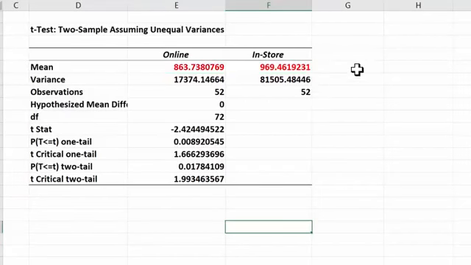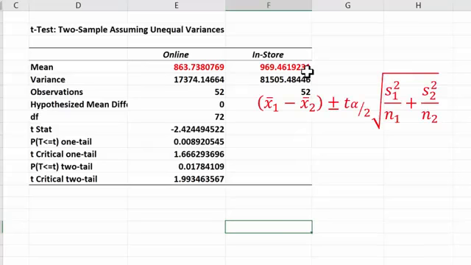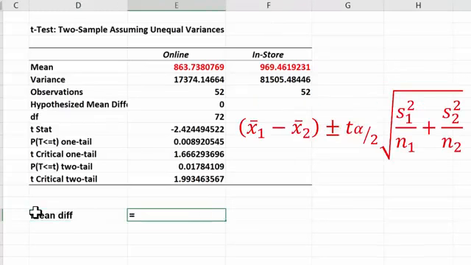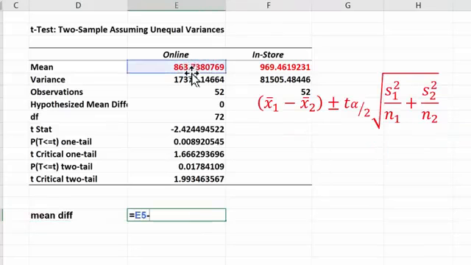But this is not enough. I cannot just take the difference between these two and say this is what I expect the difference to be. There is a margin of error. There is some variability from sample to sample. So what we want to do is develop that entire difference. Right now I can look at the mean differences between the two and say this is x bar 1 minus x bar 2. So I can develop this by saying this value minus this value.